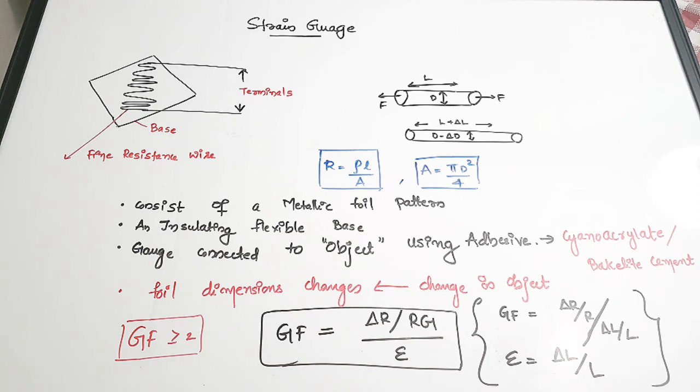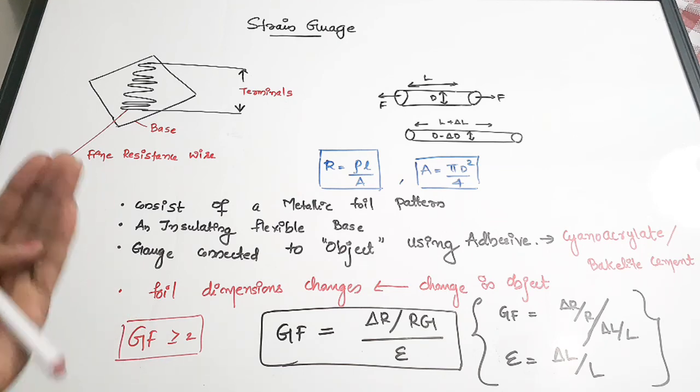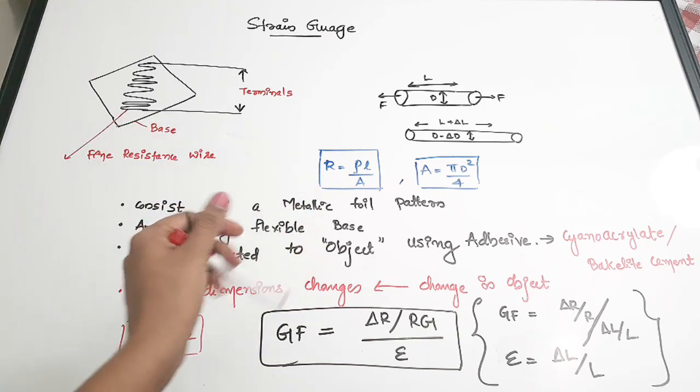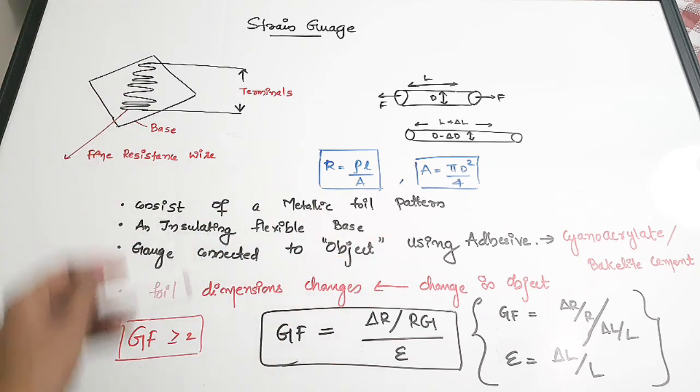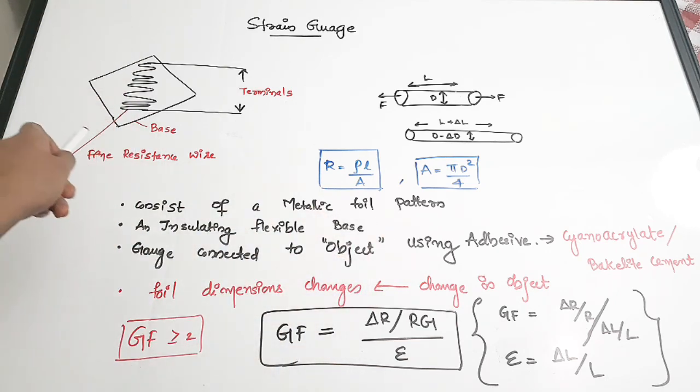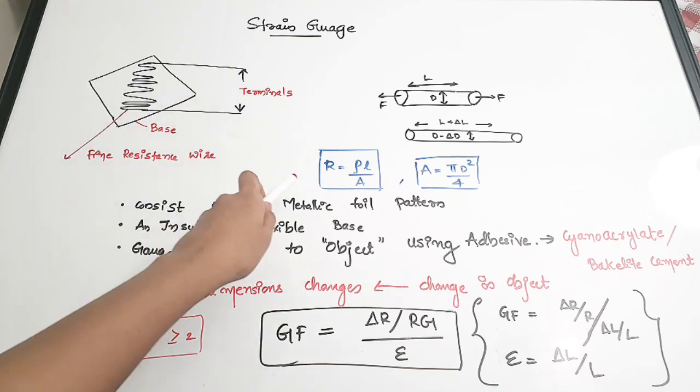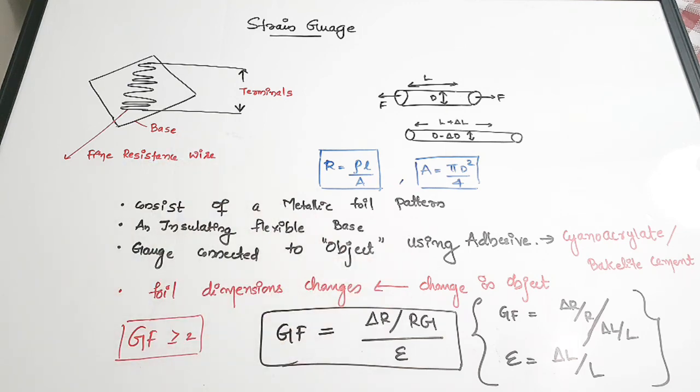This is the principle of operation of a strain gauge, and this is the structure of a strain gauge. The strain gauge is a very simple structure. It consists of an insulating base and a metallic foil pattern on top of it. We connect the strain gauge with an adhesive to whichever object we want to measure the strain of. So this is the basic working principle of a strain gauge.